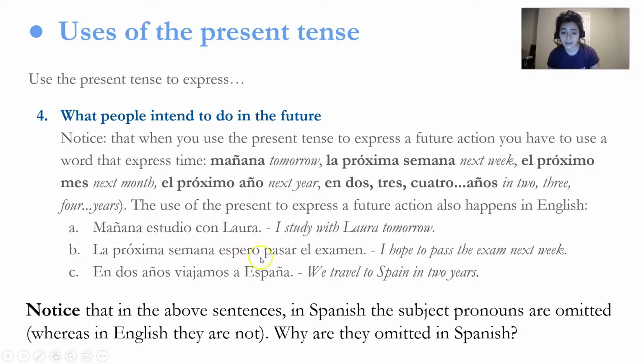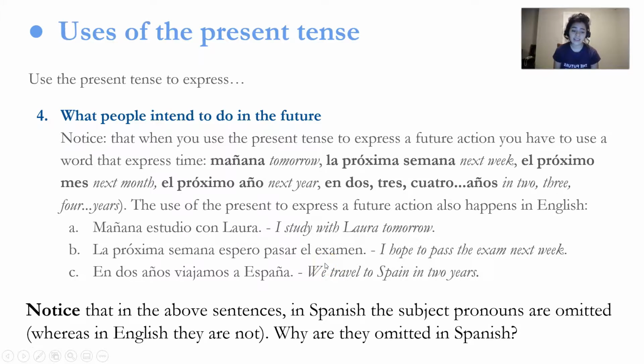La próxima semana espero pasar el examen. It doesn't say la próxima semana yo espero pasar el examen, whereas in English the subject pronouns are always expressed, I hope. En 2 años viajamos a España. It doesn't say nosotros here. But in English, the subject pronoun is always expressed.